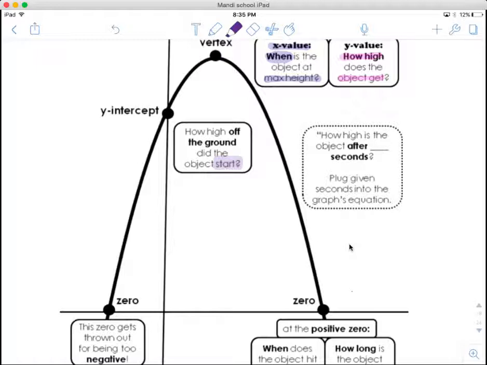You can also find how high something is after however many seconds. So let's say they give you a 2, then you would plug that 2 into the equation. And it doesn't have to be 2, it can be whatever they give you.